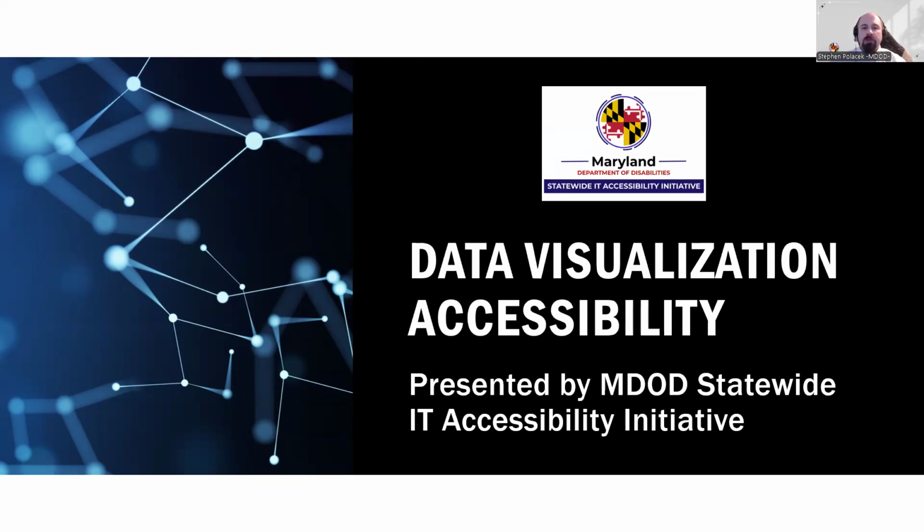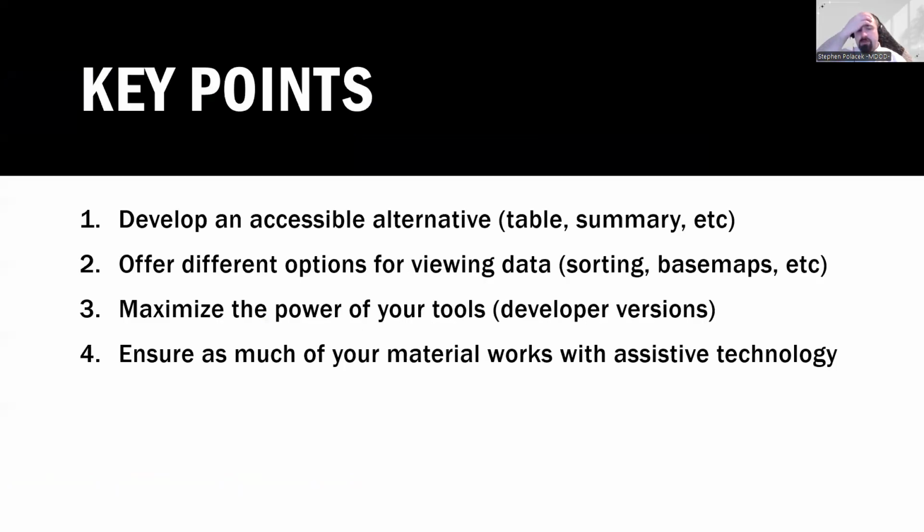So, with that, let's talk about our key points today. The main things to remember with data is that it's very challenging to make accessible. A lot of the times, we're not thinking in terms of how do I make this one thing accessible. I'm thinking, what choices can I give the user? What alternatives can I develop? Tables, summaries, lists, other forms that we can provide the same meaning or get the same message across that we were trying to get across in a chart.